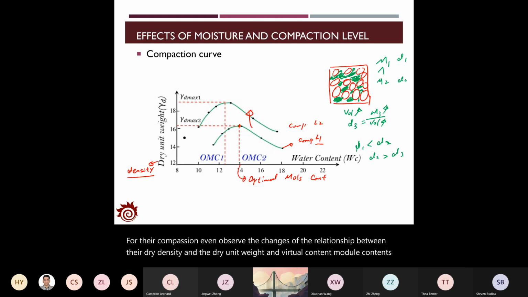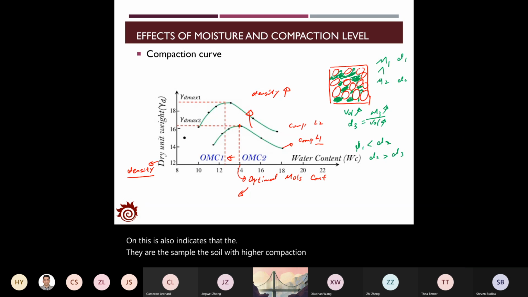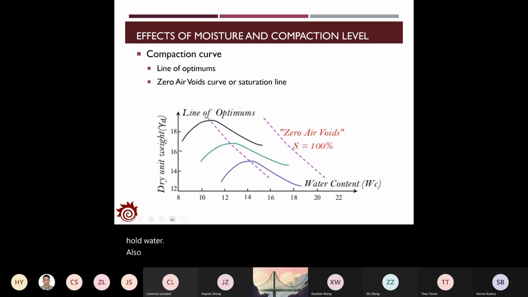Basically, by increasing the compaction level, you will see that the density will be larger. You will also observe a shift of the optimal moisture contents; basically the optimal moisture contents will be smaller. It will shift to the left a little bit. This also indicates that the soil with higher compaction level will have less permeability to hold the water. So that's the impact of the compaction, and we have the compaction curve.